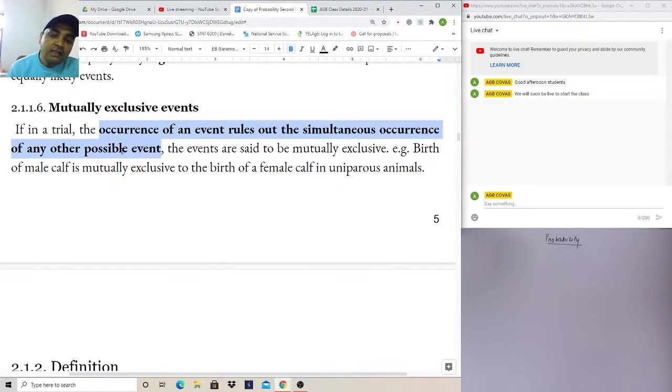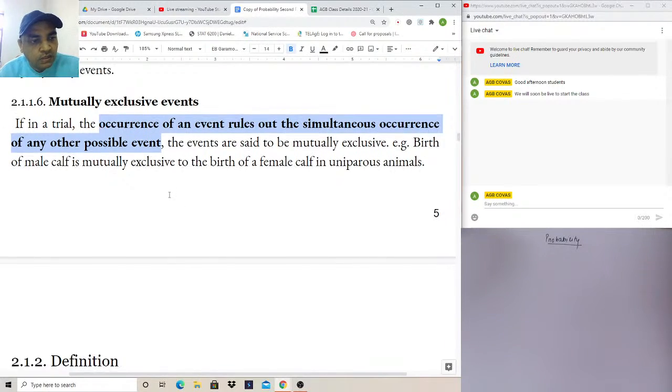Say, for example, there is a uniparous animal which gives birth to a single child. In that case, if a male has been born, then it excludes the possibility that it is a female. So either a male will be born or a female will be born. So the birth of a male or a female in case of a uniparous animal is mutually exclusive.